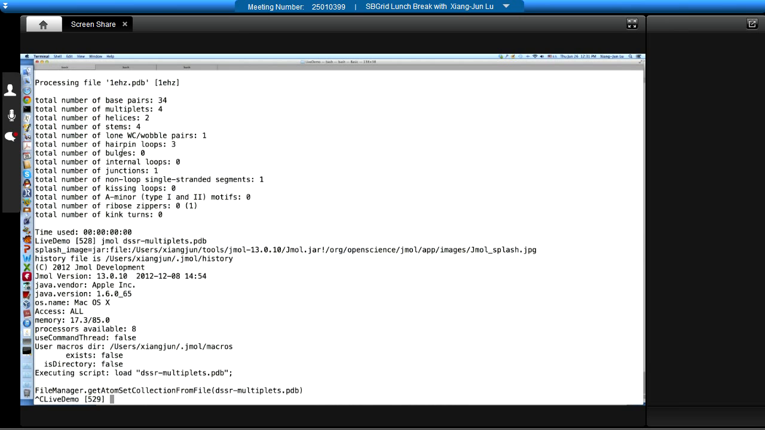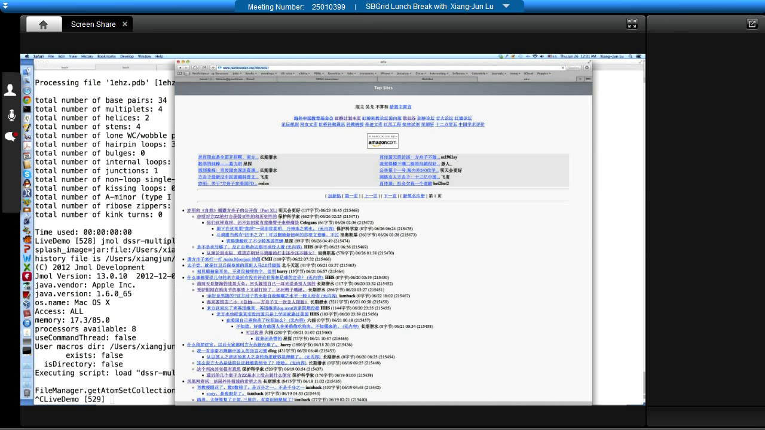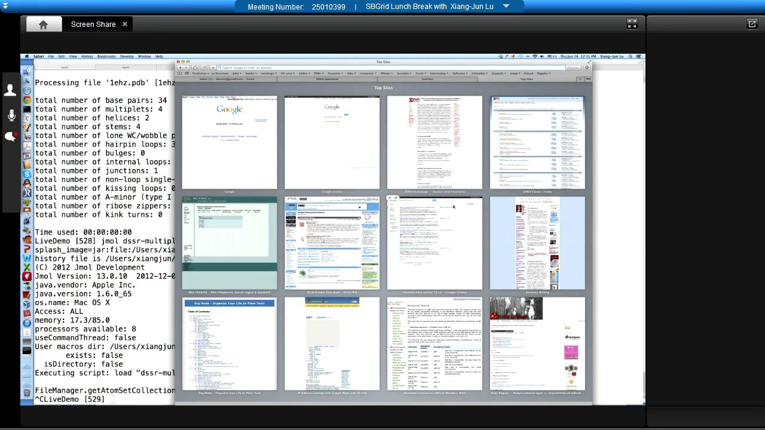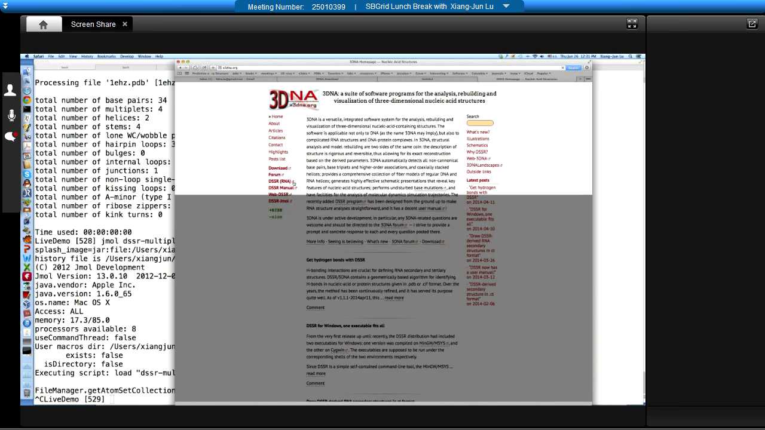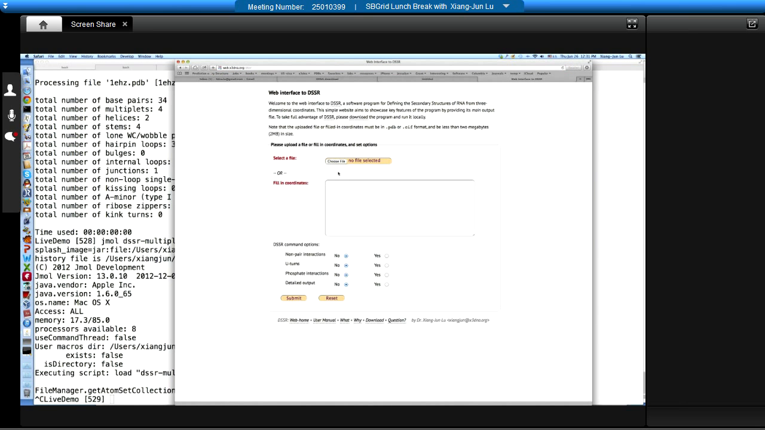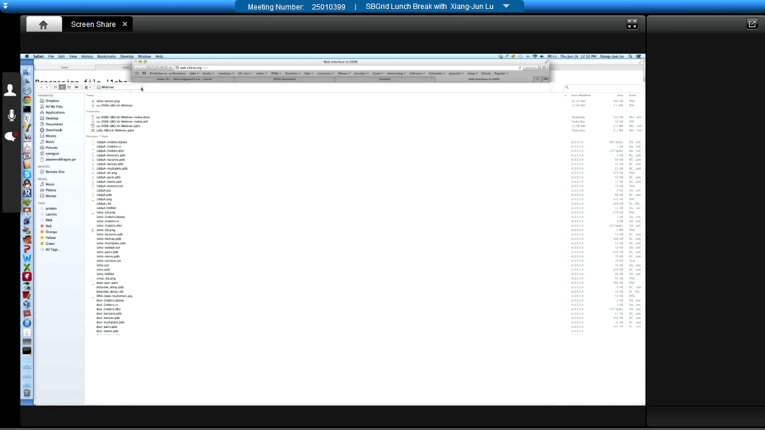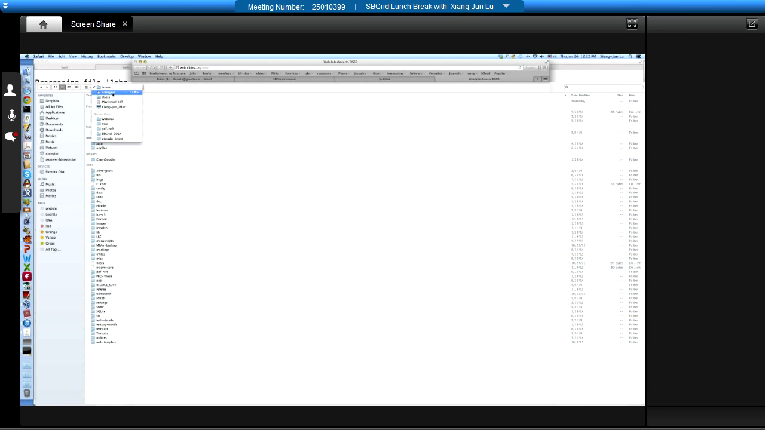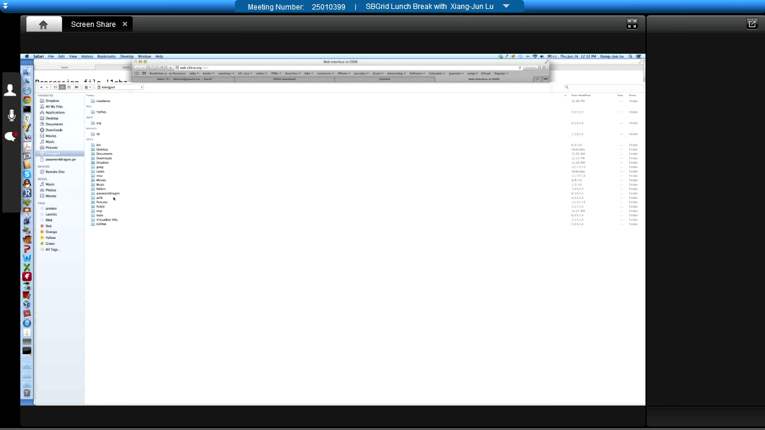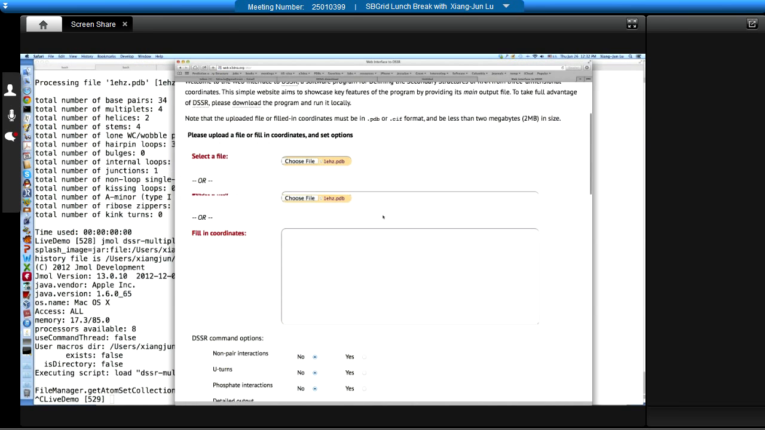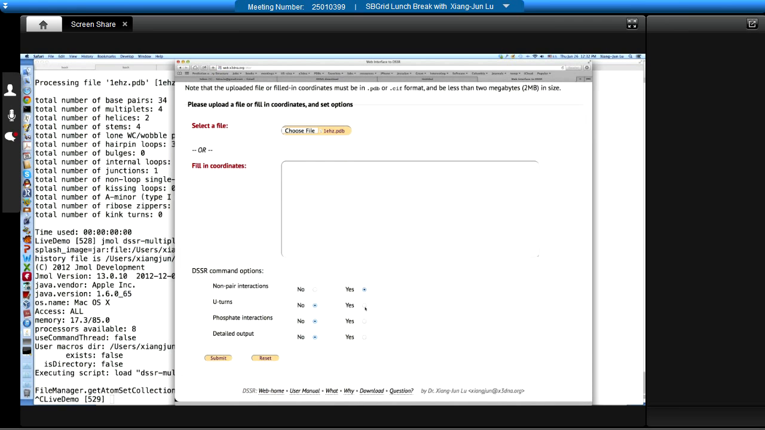So as you can see, running DSSR is very, very straightforward. It's also very efficient. But for occasional users, you may want to run the program from a web interface. This is what the DSSR web interface is about. For the web interface, you can upload the file. Let's do it again. Again, from the lab demo directory, we can use EHSZ. Now, once you load the file, there are several command options you can set here. For example, no pair interactions and detailed output, and then you can run.